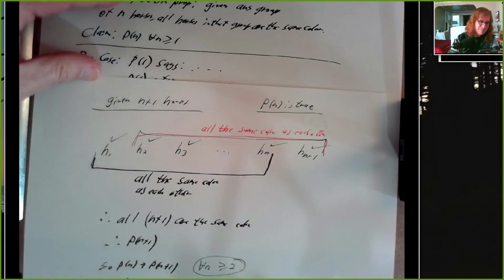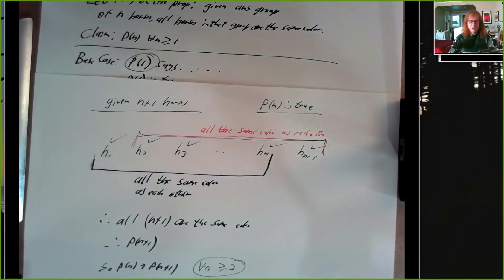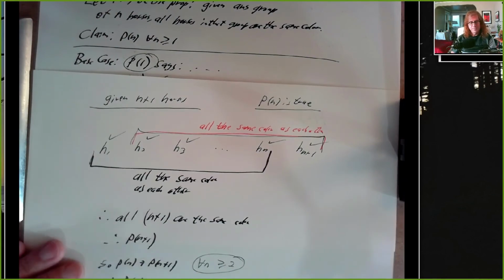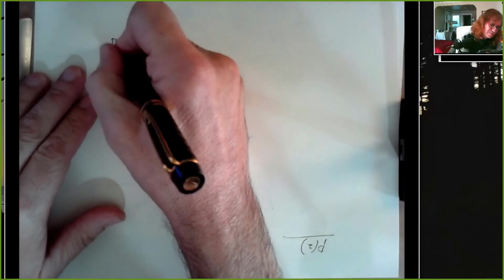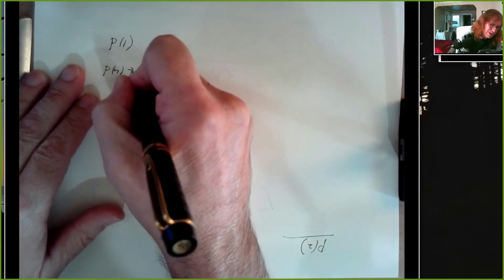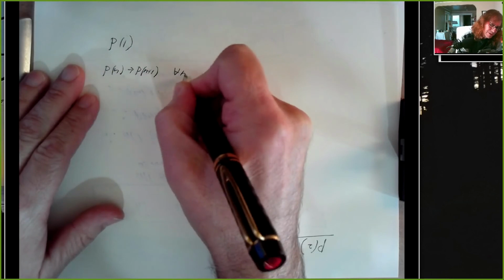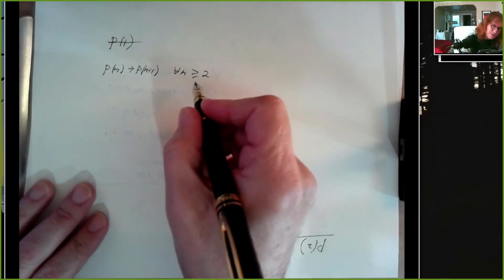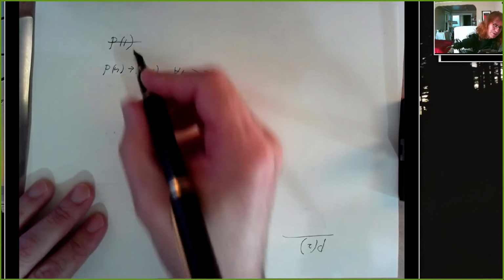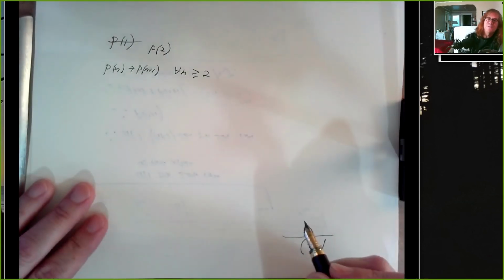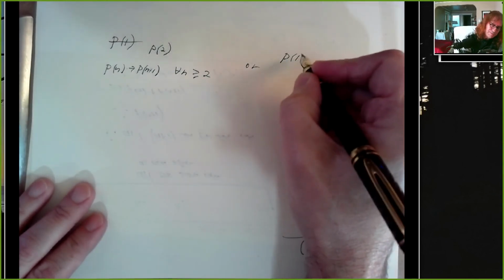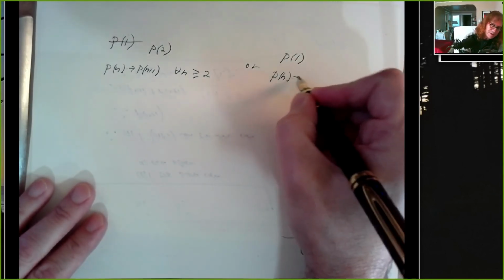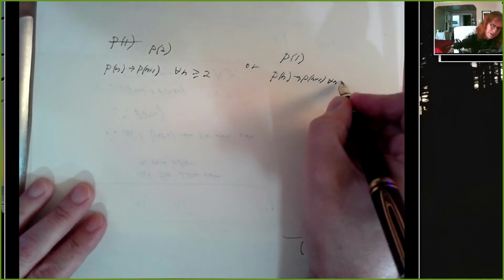But my base case was for n equals 1. So here's what I proved. I proved P of 1, and I proved P of n implies P of n plus 1 for all n bigger than or equal to 2. That's not a proper setup for mathematical induction. To do mathematical induction, if I'm going to use my inductive step for n bigger than or equal to 2, I need to use P of 2 for my base case. Or, if my base case is 1, I have to prove my inductive step for all n bigger than or equal to 1.